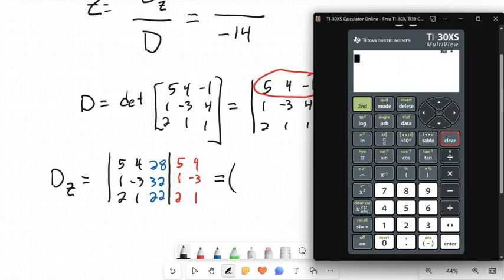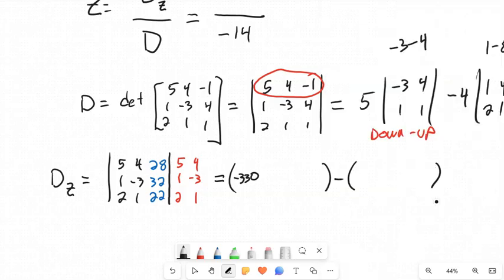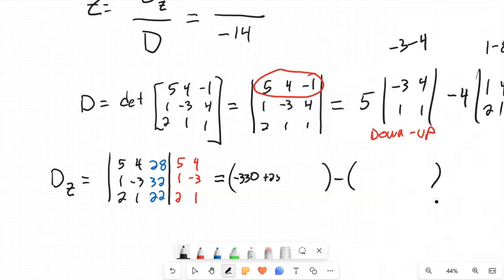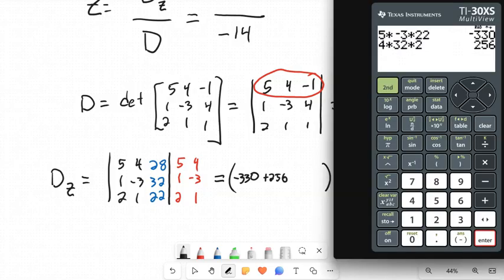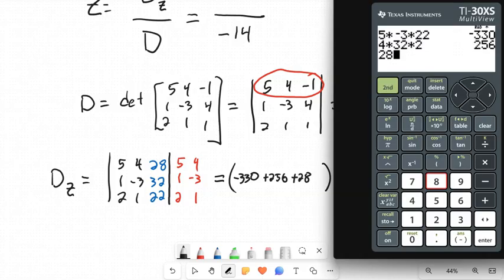And I'm going to use the calculator to make sure I get this right. So the 5 times negative 3 times 22 is the first down product, negative 330. 4 times 32 times 2 is the second down product, plus 256. And the third down product is the 28 times 1, which is just 28. Okay, subtract the up products. We have 2 times negative 3 times 28.